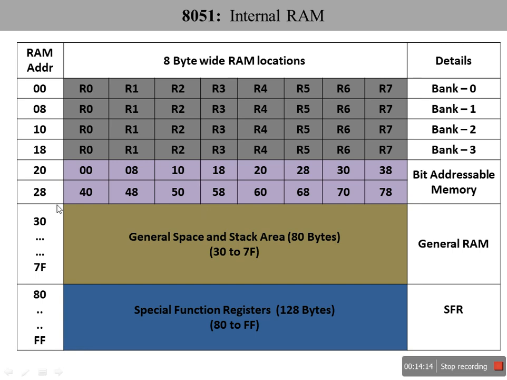Okay. Then the upper part of this 2F, that is 30 to 7F, we have the general purpose area. This is again 80 bytes. So 30 to 7F is called general RAM. Okay. And this can be used for stack, and it can be used for some temporary storage also. Then above that, this area we call special function registers. Not all the locations between 80 to FF will be used for special function registers. Few locations will be used for special function registers. That will be seen in the next slide.